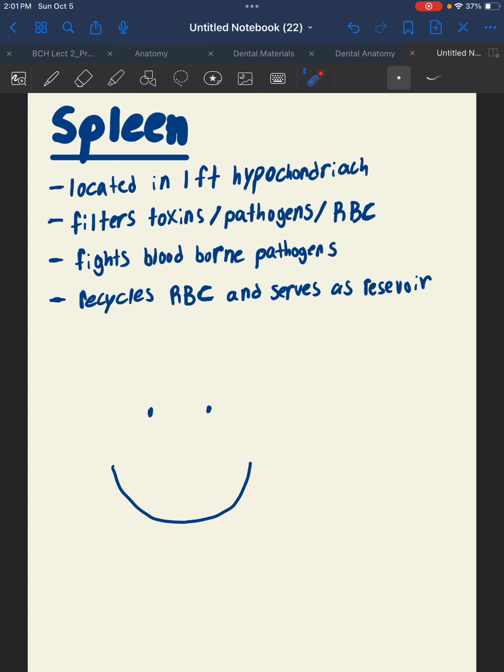So if for some reason you contracted Ebola, Ebola would be filtered through the spleen. Your spleen would try to fight Ebola utilizing the actual T cells and B cells located in the spleen. It's also utilized to filter toxins and red blood cells. So abnormal red blood cells will be sent for recycling to the spleen and broken down there. And those red blood cells can also be stored in the spleen just as a reservoir. So three main functions: it's going to fight bloodborne pathogens, it's going to store and recycle red blood cells, and it's also going to filter toxins from blood.